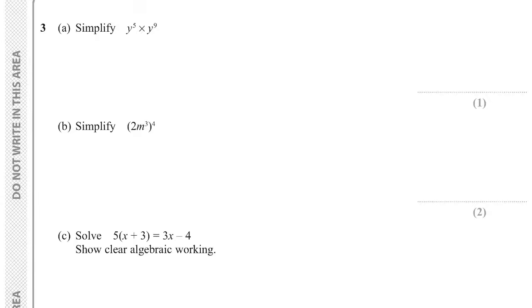Question 3, we've got some algebra questions. We simplify y to the 5 times y to the 9. We do know that when we've got multiplication with a common base, we add the indices, so that's going to be y to the 14. Now 2m cubed all raised to the power of 4. We have to be careful here. It's 2 to the 4, m to the 12, 3 times 4, and 2 to the 4 is 16. So this is 16m to the 12.